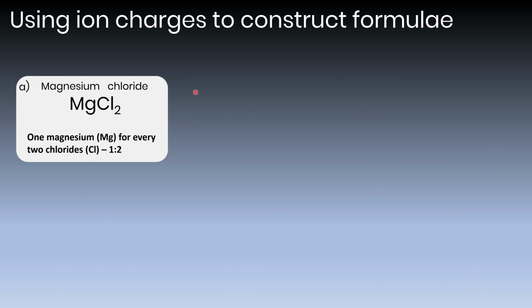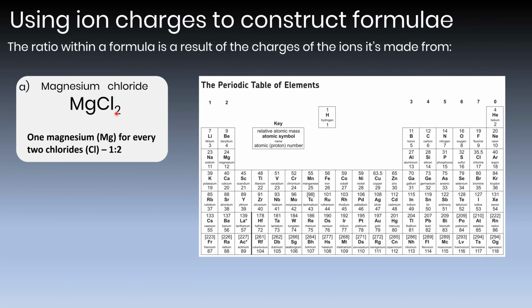Now let's look at how we can use the charges of those ions to construct the chemical formulae. Let's focus on this first example that we looked at, magnesium chloride, which had 1 magnesium for every 2 chlorides. Let's find magnesium on the periodic table. Here it is. It's in group 2, so it will form an Mg2+ ion. Now let's look for chlorine on the periodic table. It's over here. Chlorine's a non-metal in group 7, so it gains 1 electron and it will become Cl-.